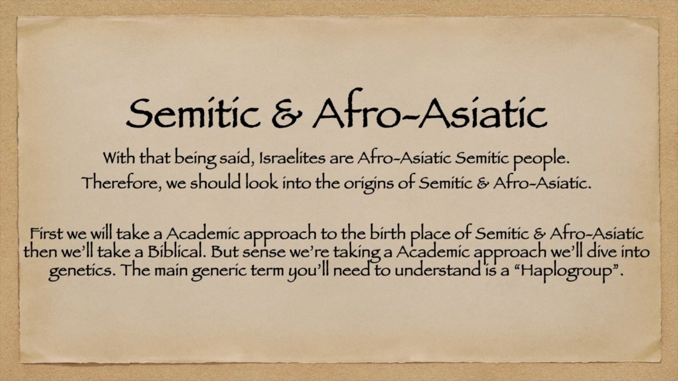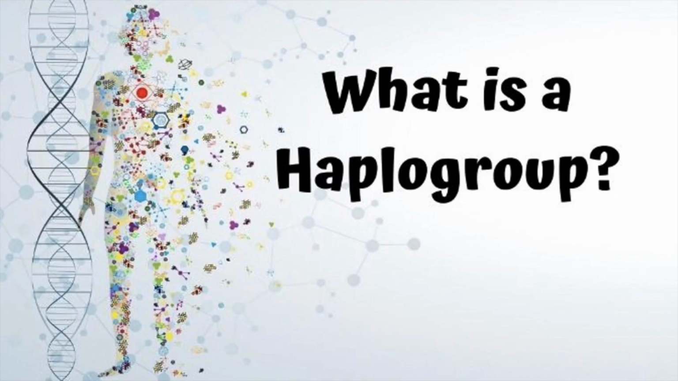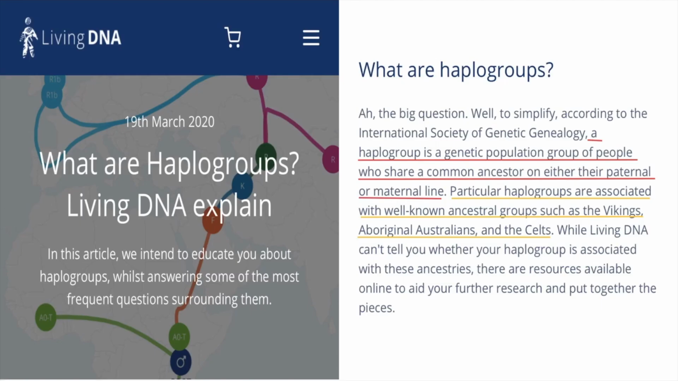The main genetic term we need to understand is a haplogroup, which I did a video on. You can refer back to that video for more information, but I'll give a quick breakdown of what a haplogroup is. A haplogroup is a genetic population group of people who share a common ancestor on either their paternal or maternal line. Particular haplogroups are associated with well-known ancestral groups such as the Vikings, Aboriginal Australians, and Celts. By the way, this is from Living DNA.